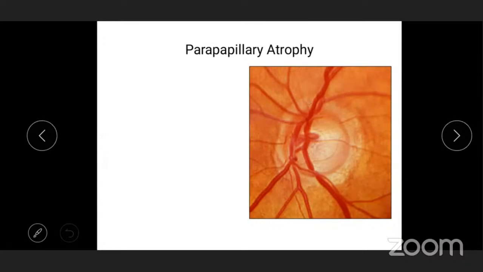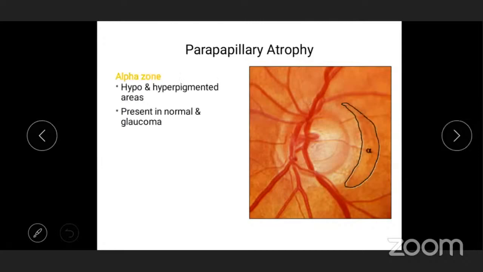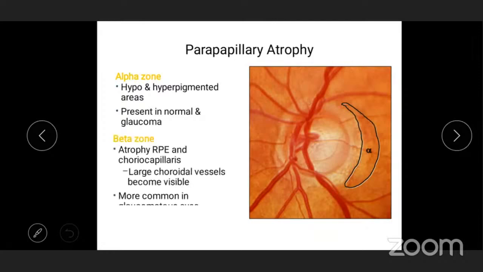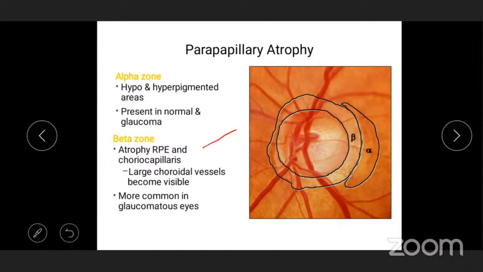Now, the parapapillary atrophy is becoming of a lot of importance in the last 1 decade because of what we have now defined. There are other zones also now defined, but just for easier comprehension today, the alpha and the beta zone. And which one is more important in glaucoma? Please remember it is the beta zone. And the beta zone, why? Because actually what it is, beta zone reflects the atrophy of the deeper layers of the retina, which are in the vicinity of the choroid. That is what the beta zone is.